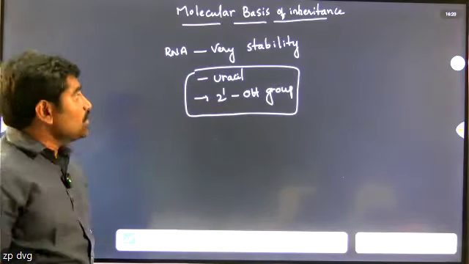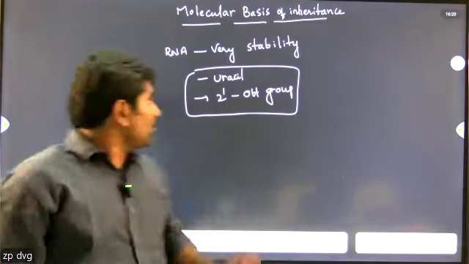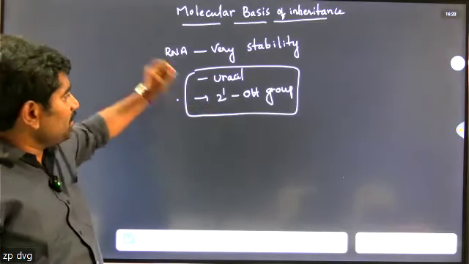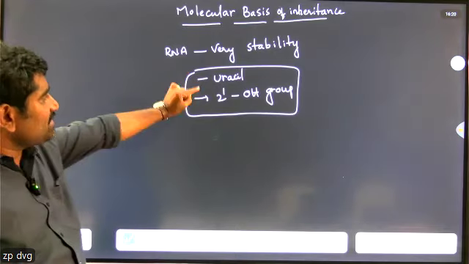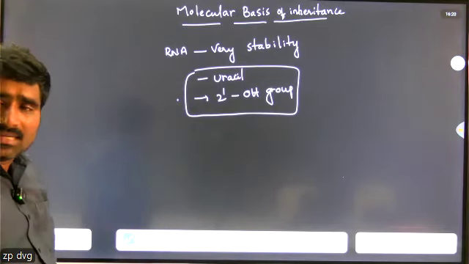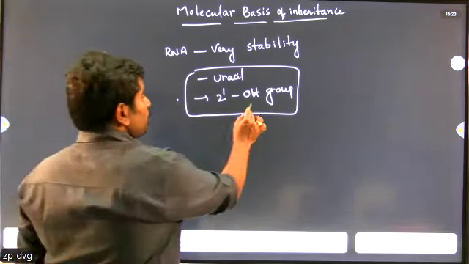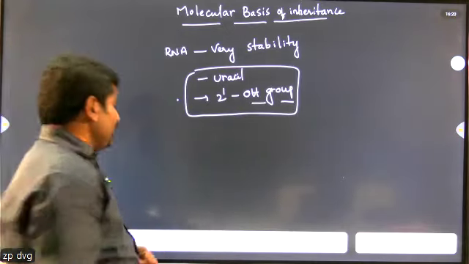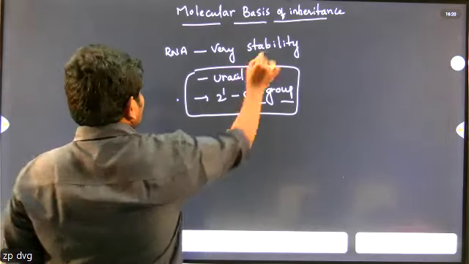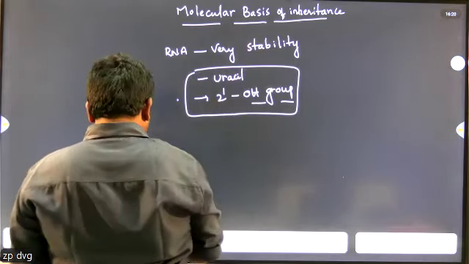Uracil is a nitrogen base, and because of this nitrogen base, RNA has very little stability. It also has a 2' OH group, and due to the presence of this 2' OH group, it also has very little stability. And RNA, later, what happens later?